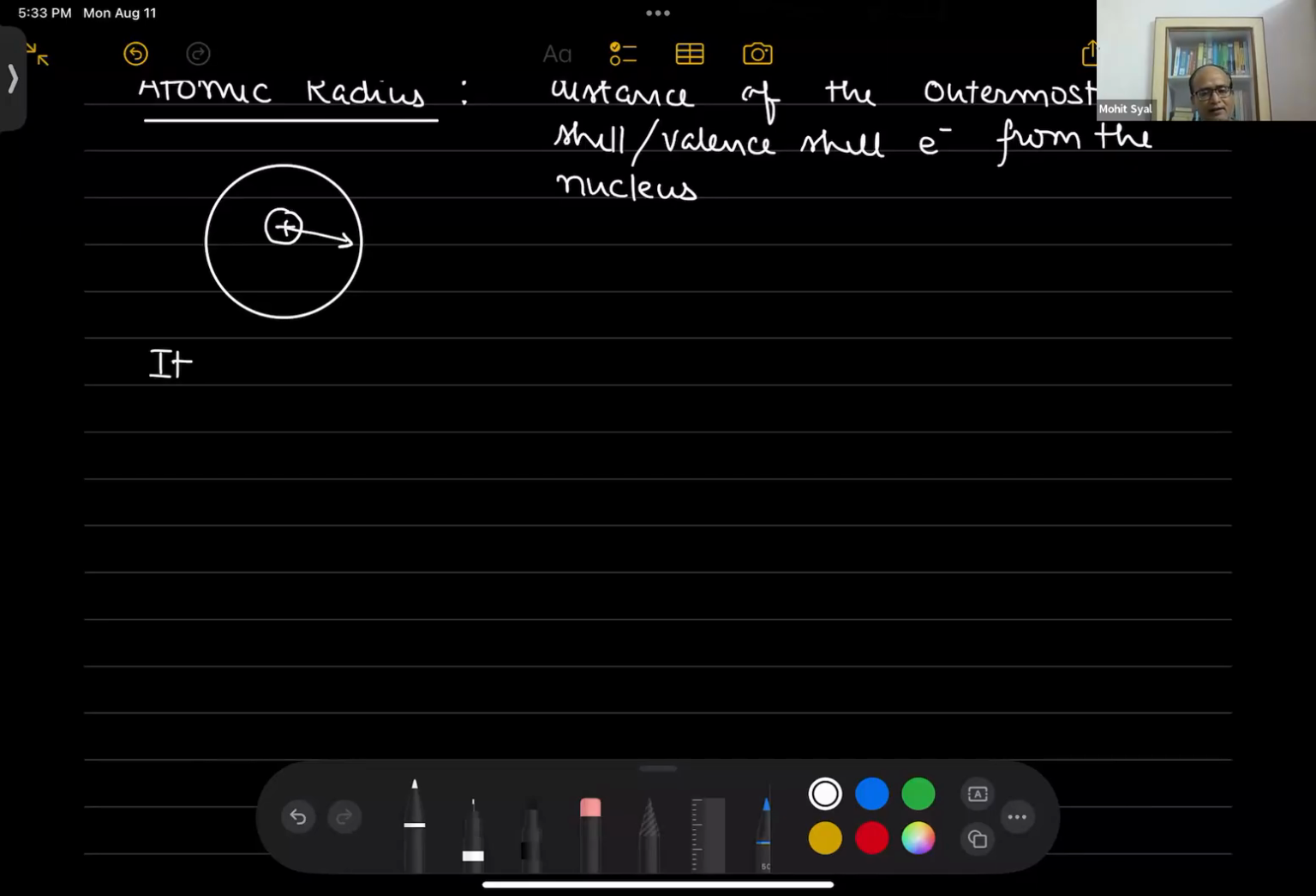How will you know what its size is? From the configuration, electronic configuration. Actually, it is impossible to find out the size of a single isolated atom.